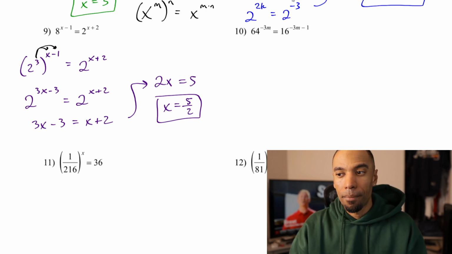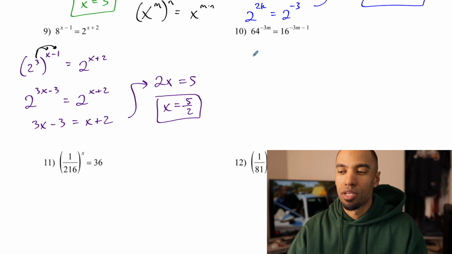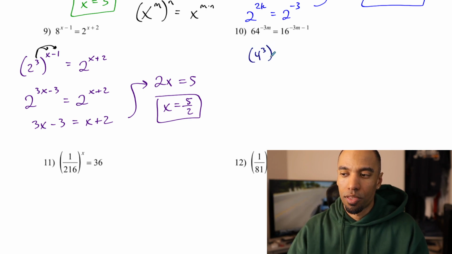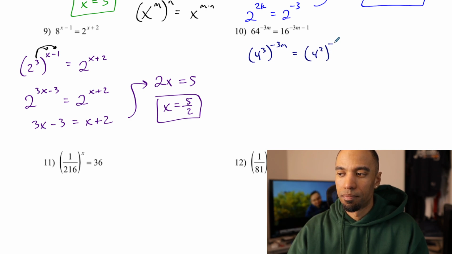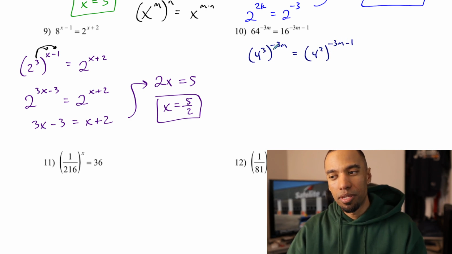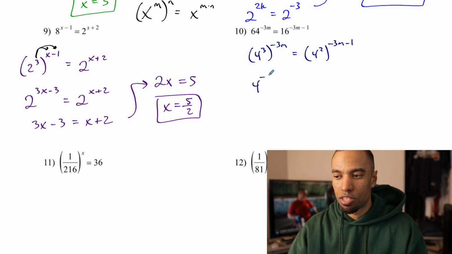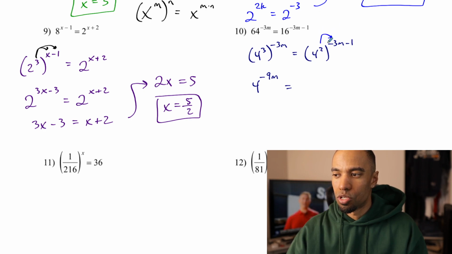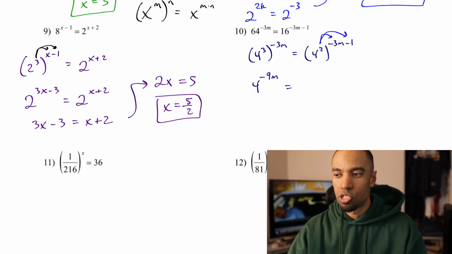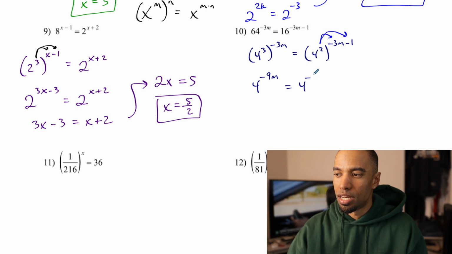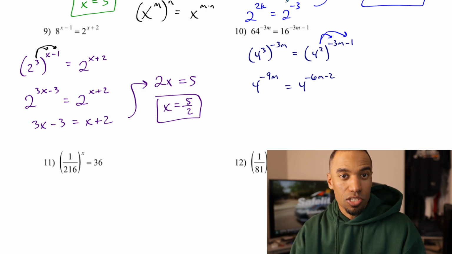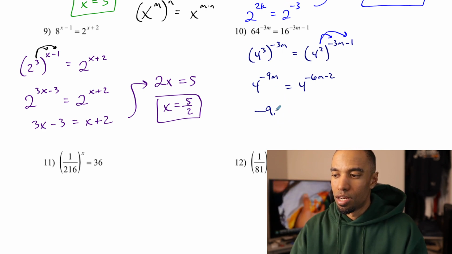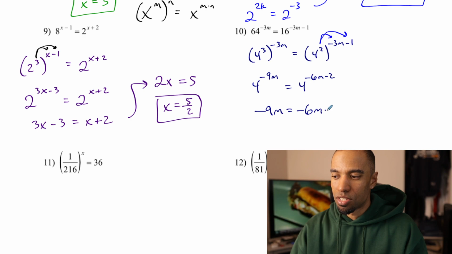I can do that. It's also 4 to powers, and we've seen it a couple times. 64 is 4 cubed. So I'm going to go with a larger base if I can, and 16 is 4 squared. Now you just saw in the last problem here, we do multiply these exponents, so that's 4 to the negative 9m. And I'm going to distribute this 2 into these two terms here to get negative 6m minus 2. So 4 to the negative 6m minus 2. The bases now match. I can go ahead and set these exponents equal to each other. Negative 9m is negative 6m minus 2.